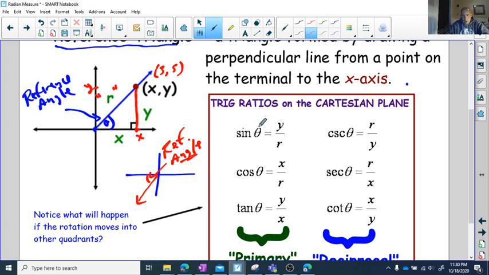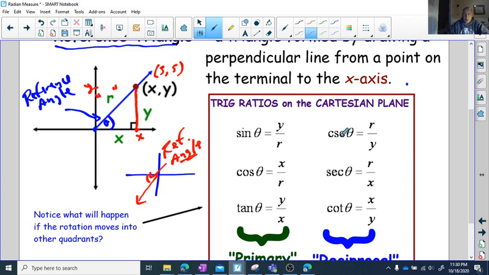So then we go to our ratios and we rewrite them. On the Cartesian plane, when you're talking about x, y ordered pairs on a graph, the sine of an angle will always be the y coordinate divided by the r coordinate, because sine is opposite over hypotenuse. The cosine of an angle will always be the adjacent over the hypotenuse. Tangent is the opposite over the adjacent, so it would be the y coordinate divided by the x coordinate.